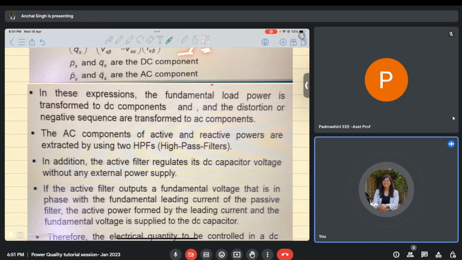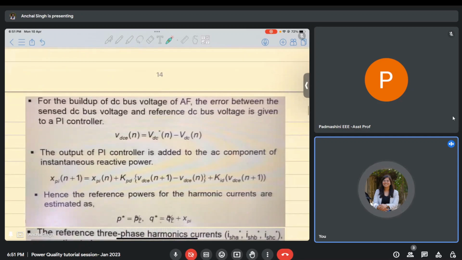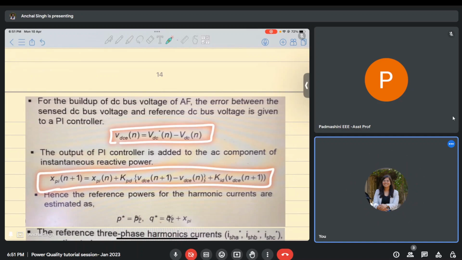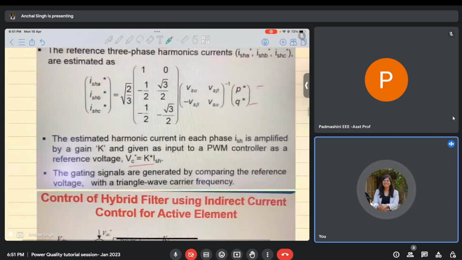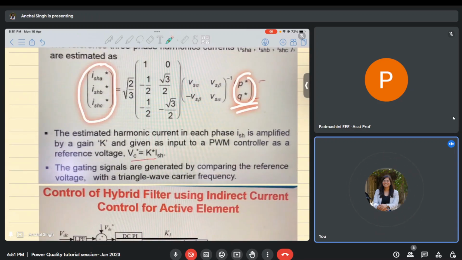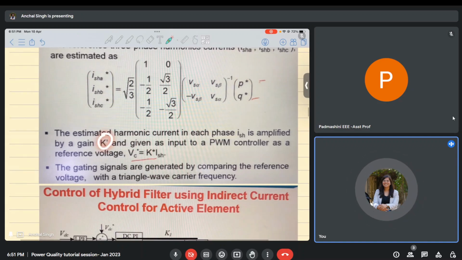After obtaining these AC components, I put a VDC reference loop, and this is the equation for the PI controller. Using that, I am able to obtain the P star and Q star references. Once I have obtained these references, I am able to obtain the shunt star currents. And using some gain K, I am able to convert these reference currents into reference voltages. I'm converting them into reference voltage because they are series filters, and I told you that for series filters I'll be using voltage control mode.